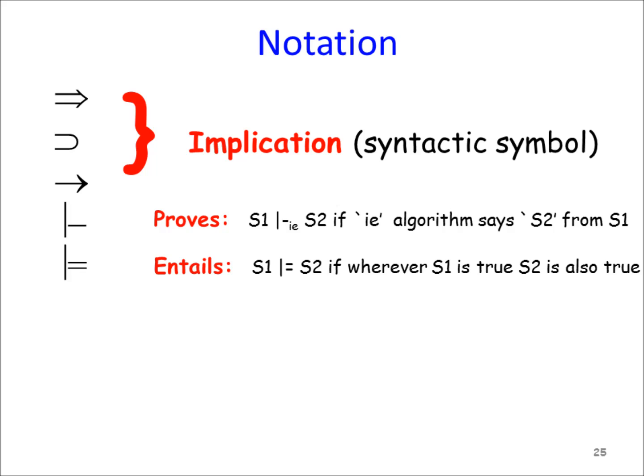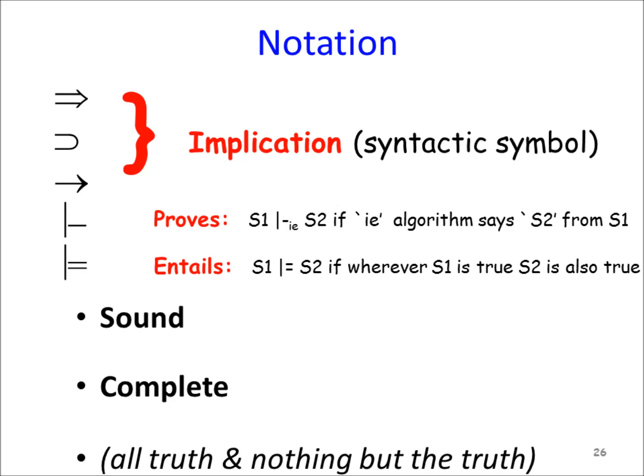And so now let's think about soundness and completeness. What would be a sound algorithm? Imagine an algorithm that, given a knowledge base, is spitting out new assertions based on its inference process. A sound algorithm is one which is always correct; it always comes to correct inferences. So if my algorithm says that S2 can be proved from S1, then S2 is actually entailed by S1.